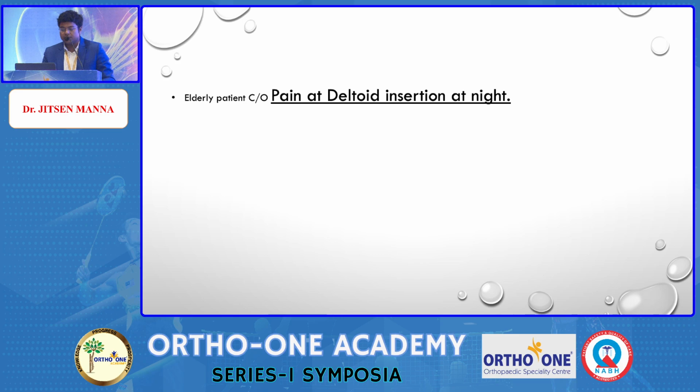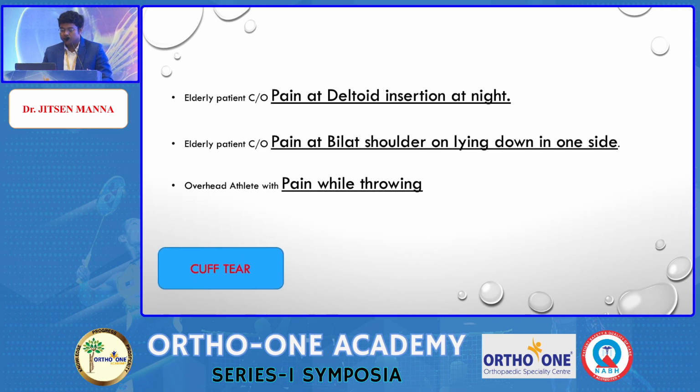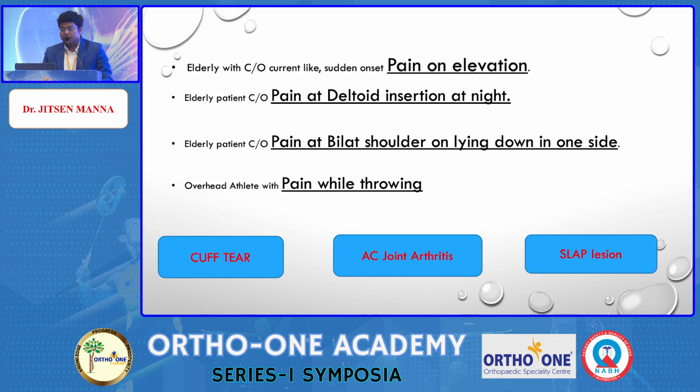So if we see some scenarios: an elderly patient having a pain over the deltoid insertion at night, or having a pain in the bilateral shoulder while lying down, or a young athlete having a pain while throwing. These three different scenarios have different diagnoses. With pain at the deltoid insertion, we are much more prone towards a cuff tear. Bilateral shoulder pain points more towards AC joint arthritis, and the young athlete is more prone to a SLAP lesion. Similarly, an elderly person having a current-like sensation while taking his hand up for elevation is more likely to have impingement syndrome.